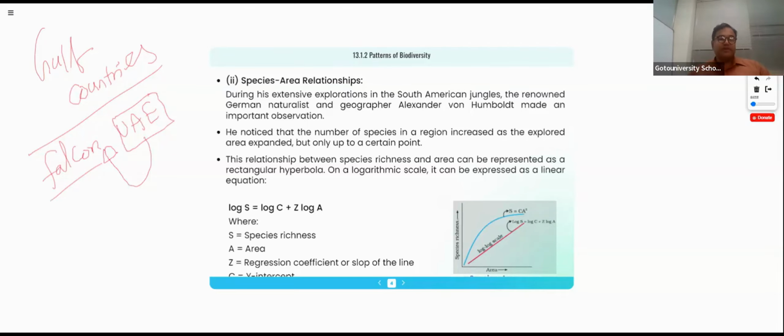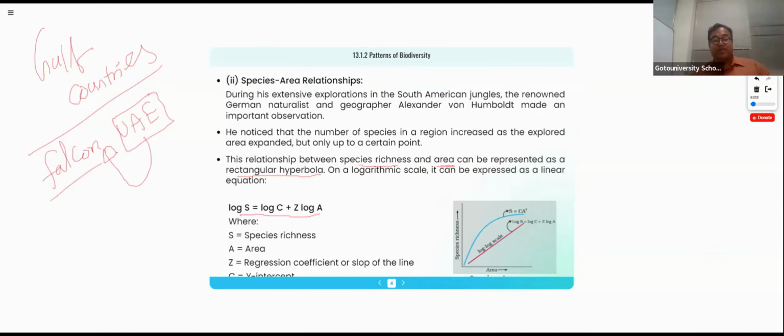Of course, in this particular graph we are observing the rectangular hyperbola. The relationship between species richness and area can be represented as a rectangular hyperbola. This is represented with an important equation: log S = log C + Z log A.